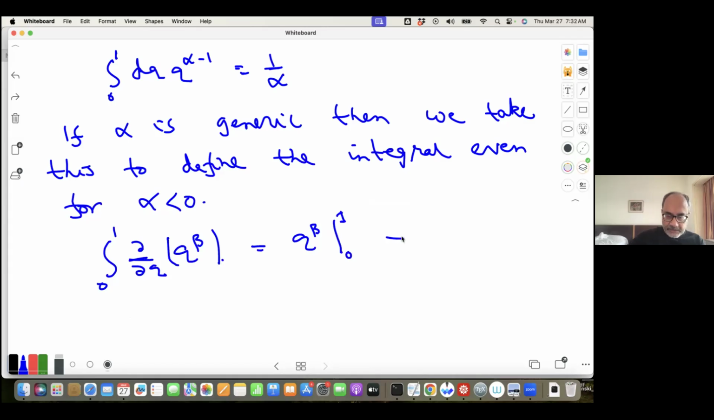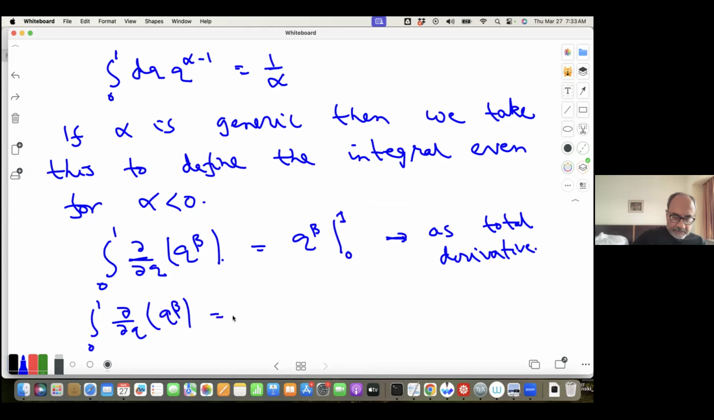So this is integrating a total derivative. Otherwise, you do this integral from 0 to 1 of del q of q to the beta, which is beta q to the beta minus 1, integral 0 to 1 dq. Now you use this rule to write this as beta times 1 over beta, which is 1. So you see this 1 is reproduced. If you think of q to the beta, you pick out the boundary contribution at 1, but you ignore the boundary contribution at 0, irrespective of whether beta is positive or negative.